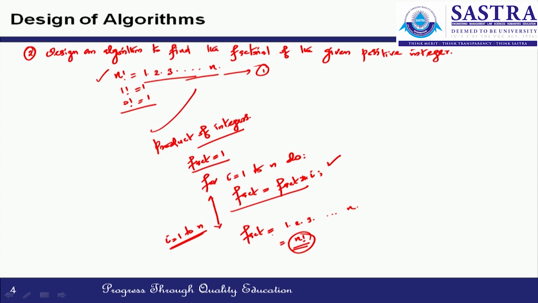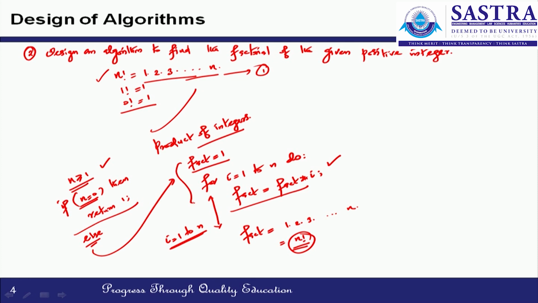In case the input is a positive integer, n is greater than or equal to 1, the logic works correctly. In case n is equal to 0, explicitly it should be controlled. If n is equal to 0, then return 1, else we need to find the value of fact using this logic. Fact is equal to 1, for I is equal to 1 to n, do fact is equal to fact star I. Finally we need to return the value of fact, return fact. This is the iteration logic to find the factorial of the given positive integer.